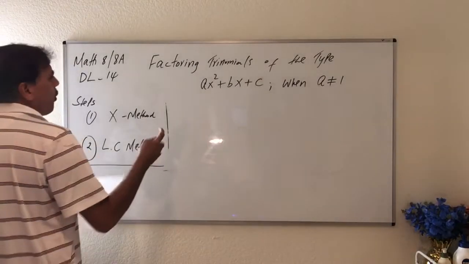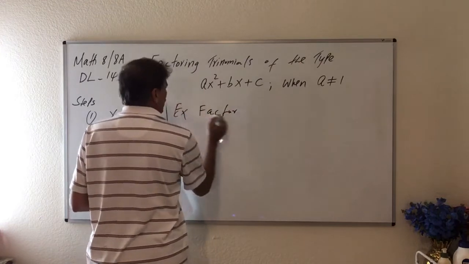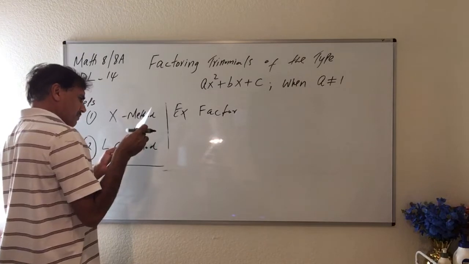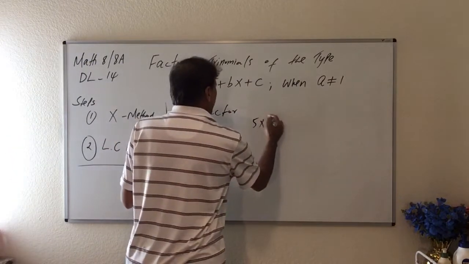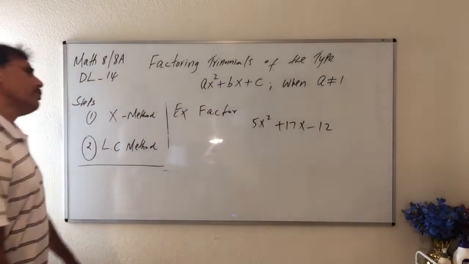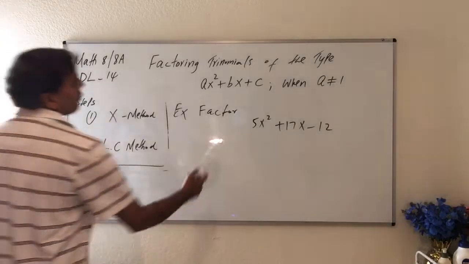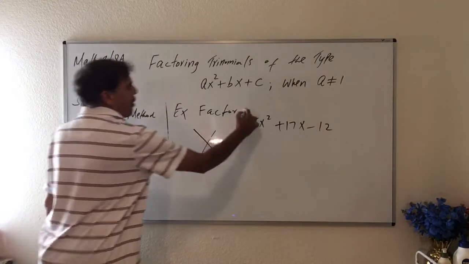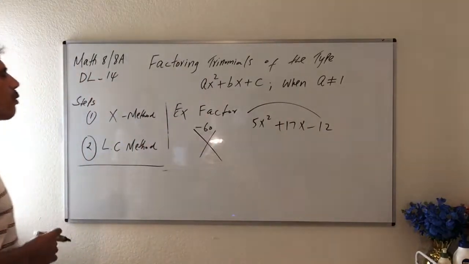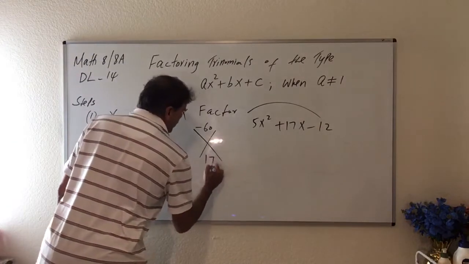Here is one last one. So here's one more example. Factor 5x squared plus 17x minus 12. Okay, so go ahead, if you want, pause, try it and make sure you're comfortable. So here is the X method. What is the top? Negative 60, because 5 times negative 12 is negative 60. And the bottom number is positive 17.